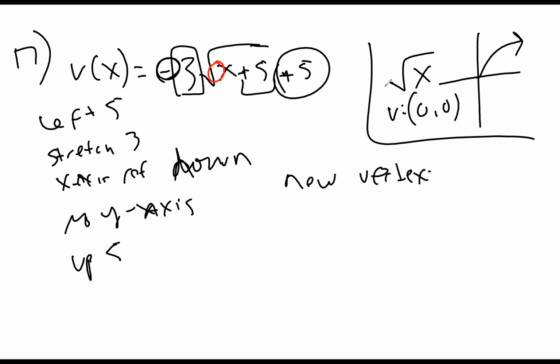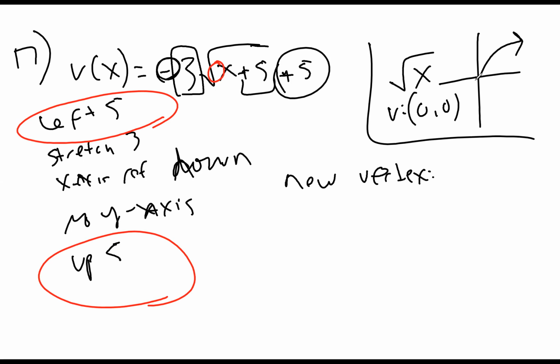Now, the next thing I need to do after all of this is find my new vertex, because that's where I'm going to start. And when I find my new vertex, I only care about the left, right, up, down business. So if I start at 0, 0, and I go left 5, and then I go up 5, what's my new vertex? Well, it's going to be negative 5, 5. Now, what are your thoughts about that? Because that's going to be the most important thing.